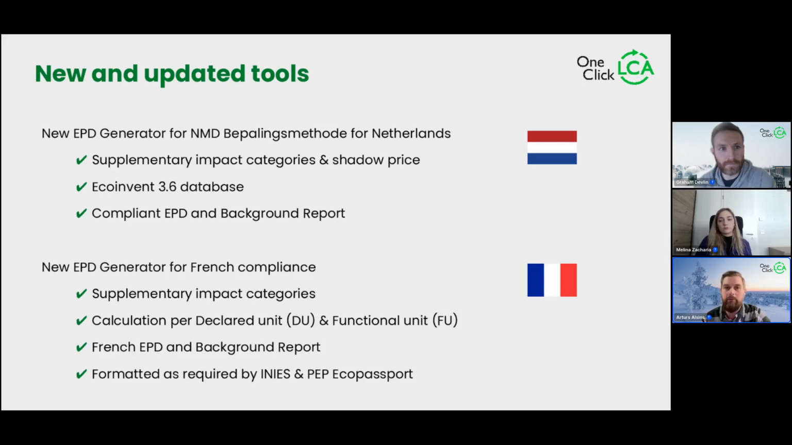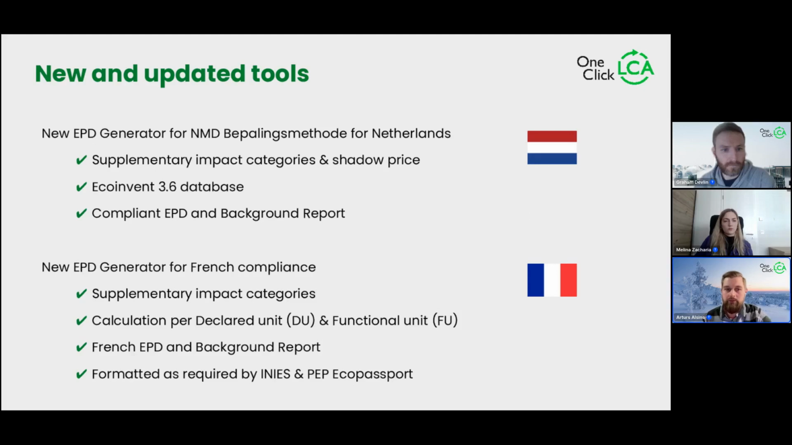Netherlands has a particular requirement, which requires additional impact categories, as Graham also mentioned during his slides. In addition, it also requires the use of EcoInvent 3.6 database version, and it has requirements for specific background report and EPD layout. So we have a new tool that supports this. Once you generate the EPD, then you have to find the valid verifier from the NMD database, and then they can take care of actually including the EPD in NMD database.